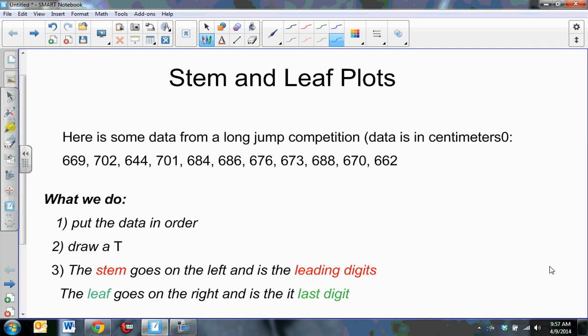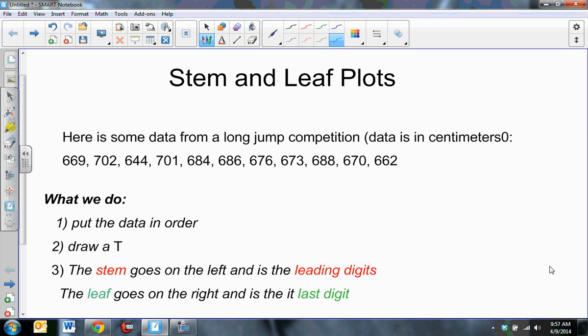Hello, students. So we're moving on to something really different than what we've been covering. We've been talking more about algebra, and now we're going to learn a little bit about statistics. And we're going to start with stem and leaf plots, which you may have seen before earlier in middle school or even in elementary school.